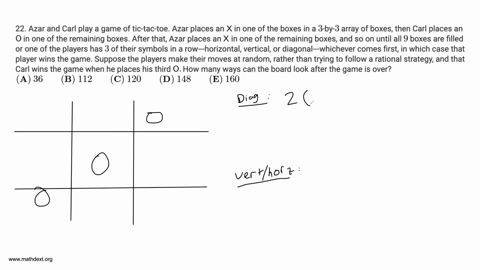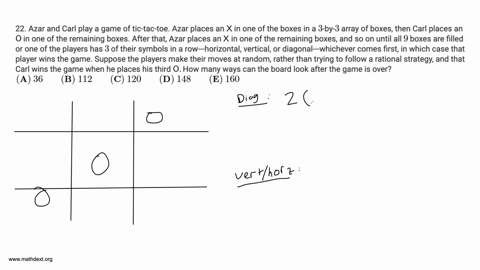And notice that the X's cannot be 3 in a row. Otherwise, Azar would have won before Carl did. But that's oddly convenient, because no matter how Azar places his X's now, they will never be 3 in a row. So we don't have to worry about Azar getting 3 in a row before Carl did.